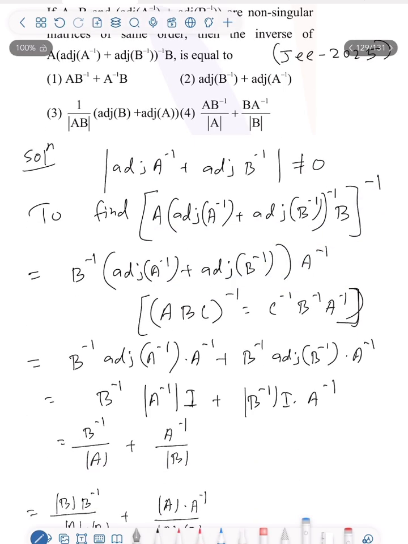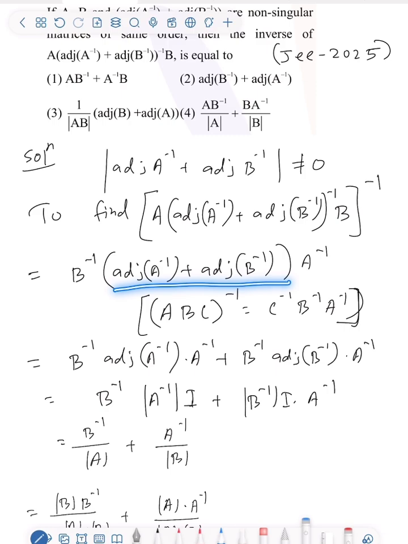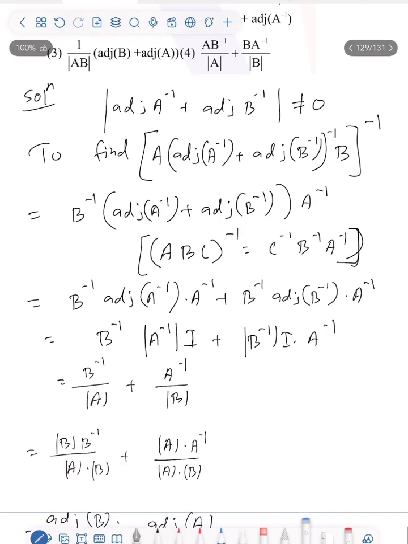Inverse of this one. Using the inverse formula, what is the inverse formula? A into B into C whole inverse is equal to C inverse into B inverse into A inverse. Now using this formula here, it will become B inverse to the inverse of this. Here one inverse is there, so inverse of inverse is this one, into A inverse. Now just multiply this B inverse, A inverse here.